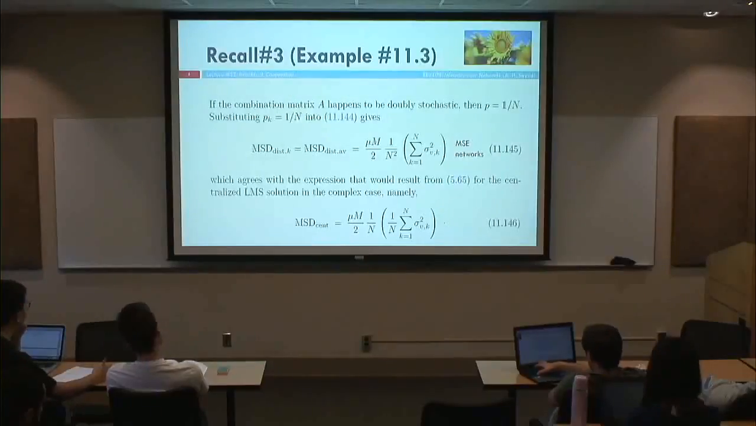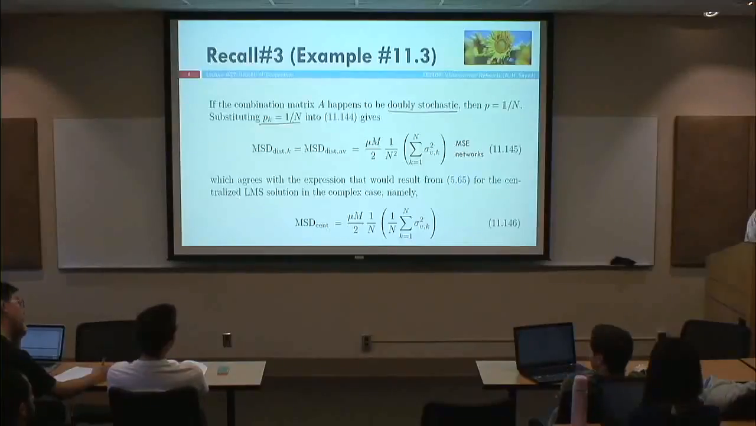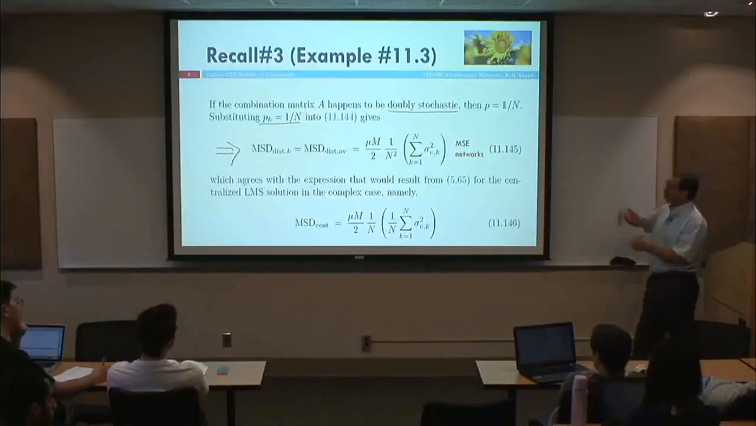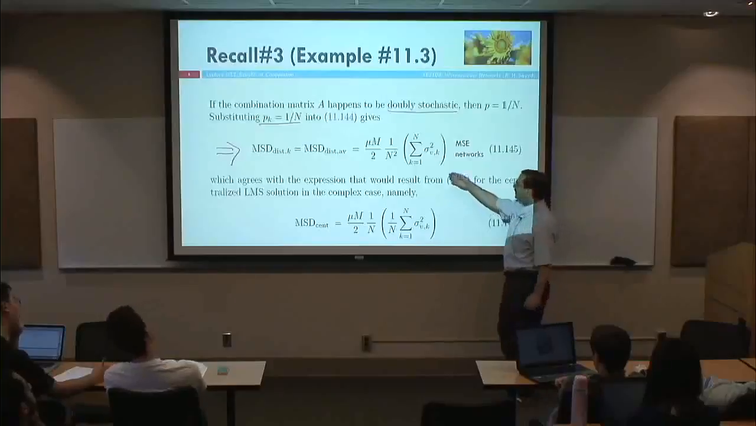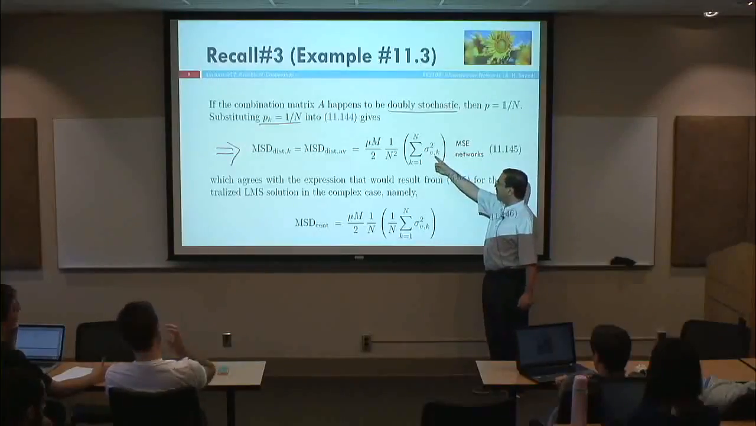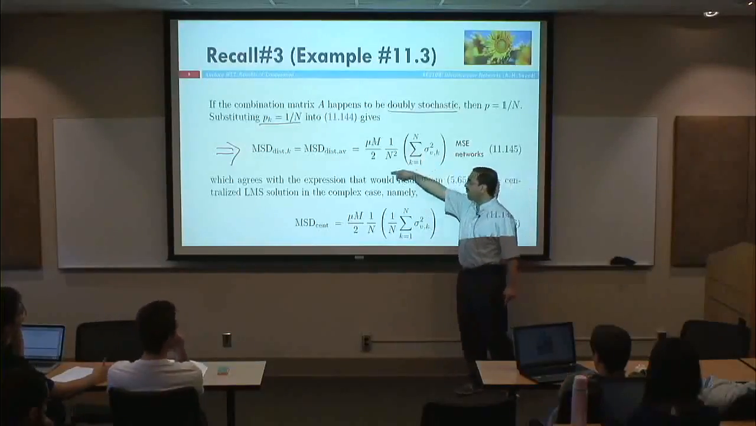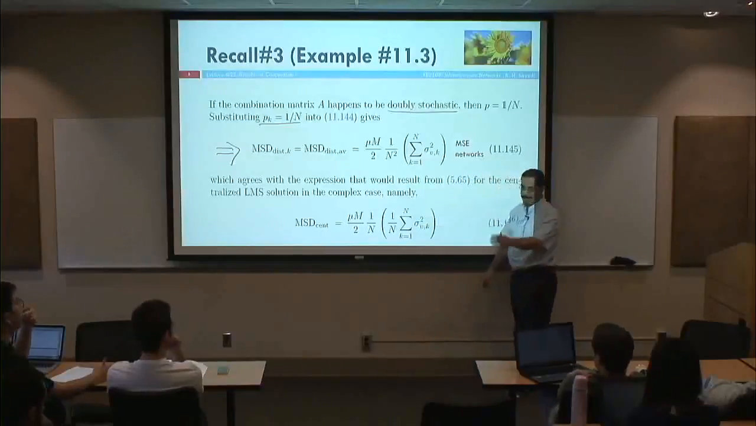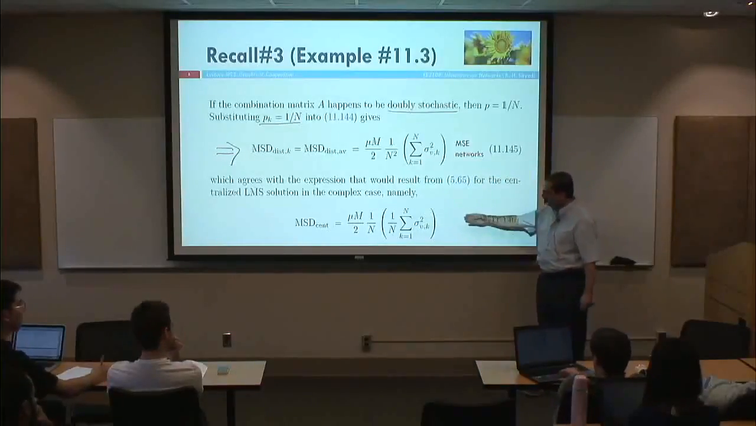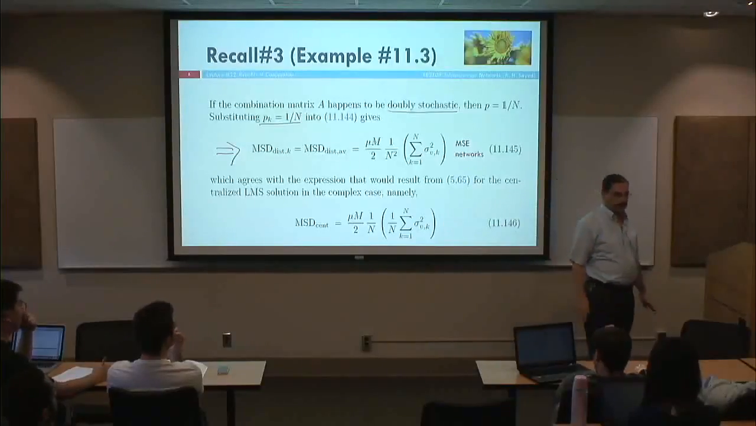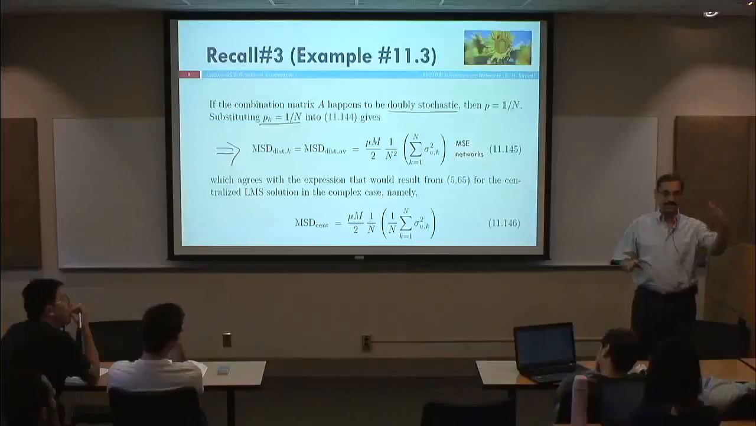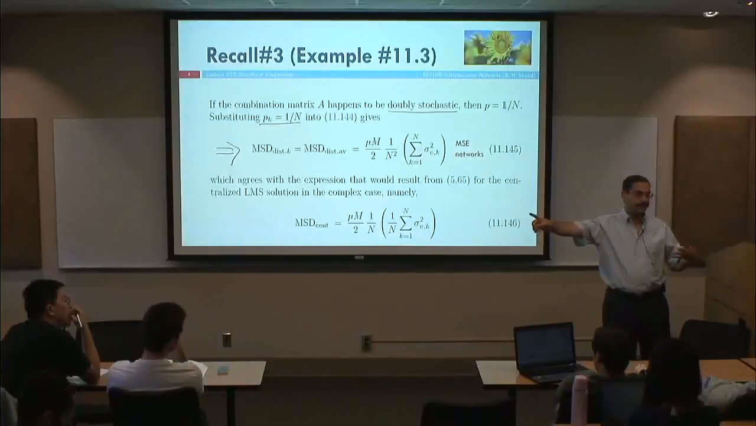And then if your matrix happens to be doubly stochastic, then the Perron entries will be 1 over N. N is the number of nodes. And we derive this expression. Remember, I'm just reminding you of the example. This is the performance of your network. No matter how large your network is, the performance will be given by the average value of the noise power across the network divided by N, multiplied by mu M over 2. And that's exactly the expression we derived earlier in this class for the centralized solution. So for mean square error networks, the distributed solution can match the centralized solution.